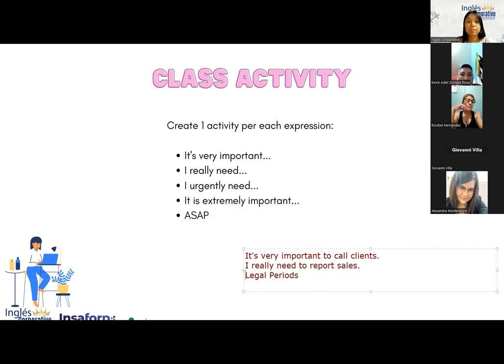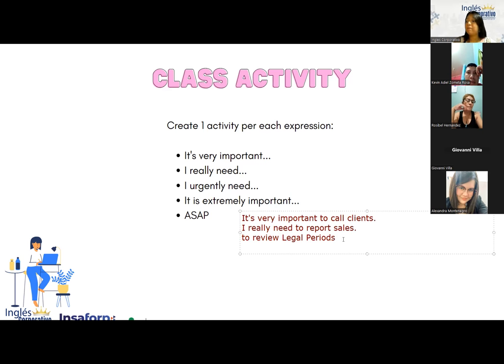Very good, yeah, like that. To review legal periods, yes. What about it is extremely important? Extremadamente importante. Extremely. It is extremely important to count the money. Count the money. Yes, that is correct.